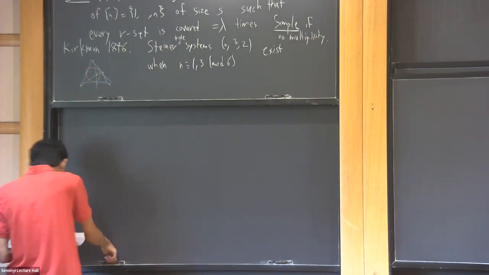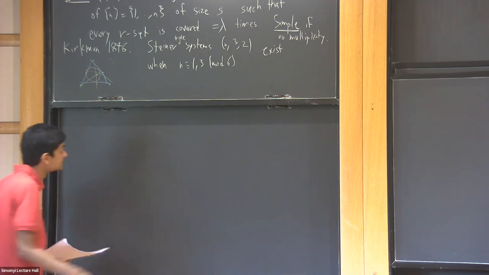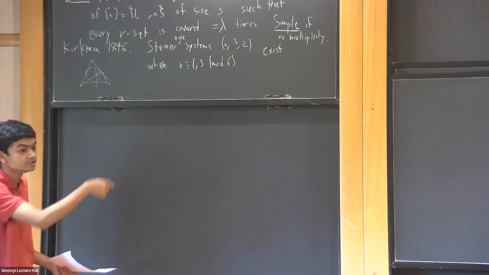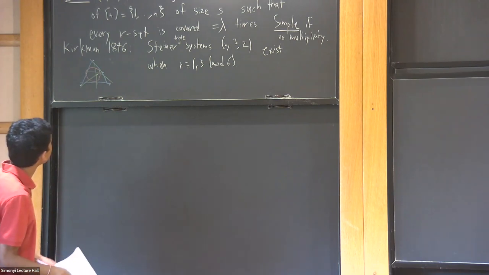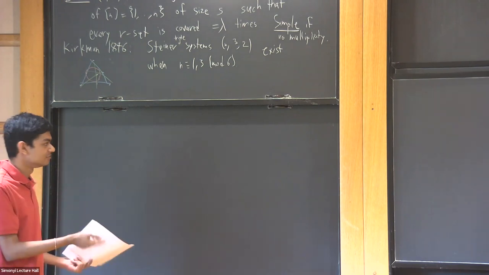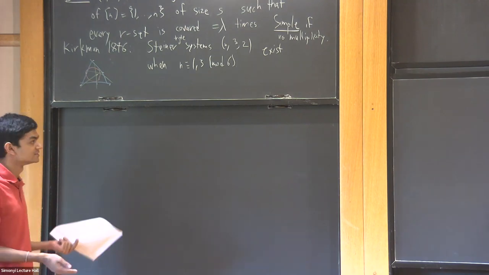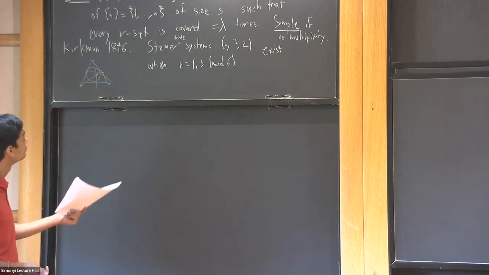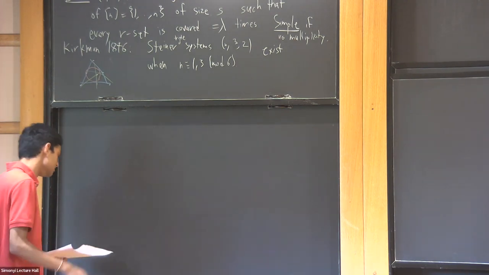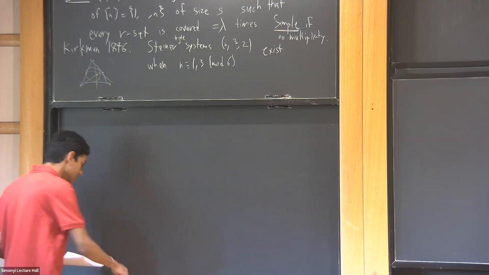Since then, there's been a lot of interest in understanding these systems, especially when these parameters 3 and 2 are changed to something more non-trivial. Perhaps I should mention that when r equals 1, this is almost completely trivial, because I can just partition the set of elements in whatever way I want. So really, you're interested in r at least 2. There's been a lot of focus on this problem in general.